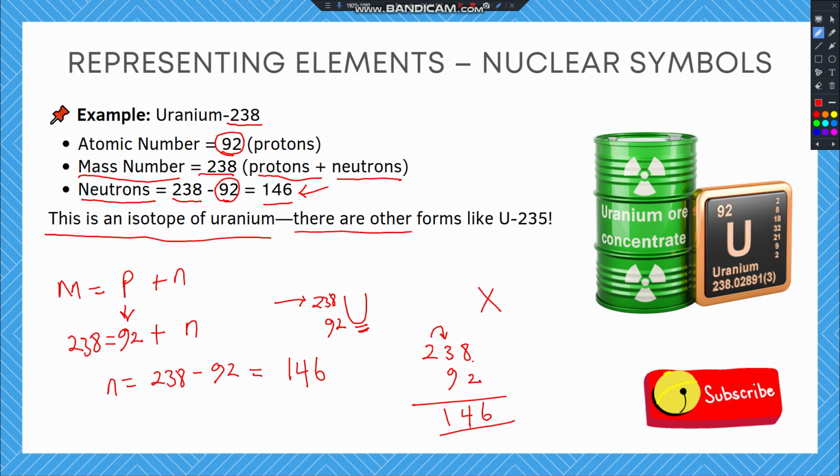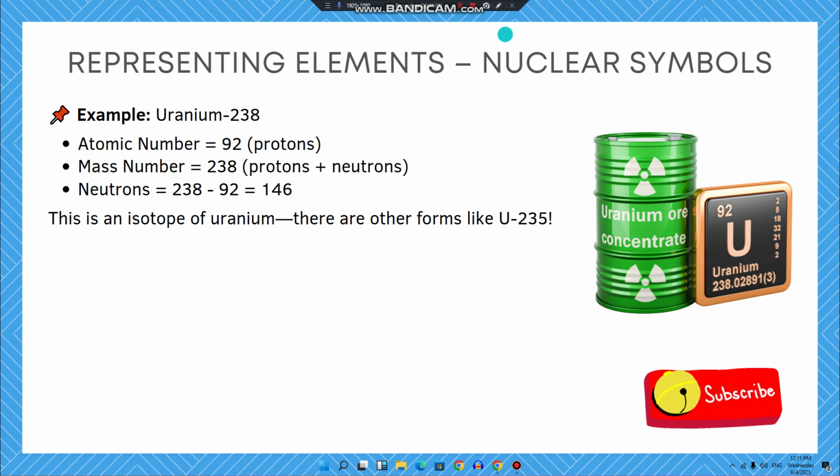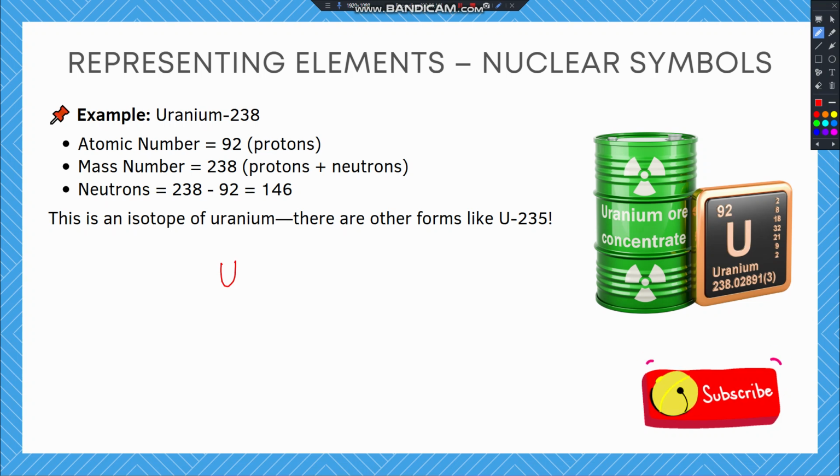There are other forms that uranium can appear in. There is the uranium that has the mass number of 235. So if I were to deal with the second isotope, or the second form of uranium, which is uranium having the mass number of 235, remember the atomic number stays the same since it's still the same element. And they ask me to find the number of neutrons present. What would I do? I would simply say the mass number is equal to the number of protons plus the number of neutrons. The mass number is 235.